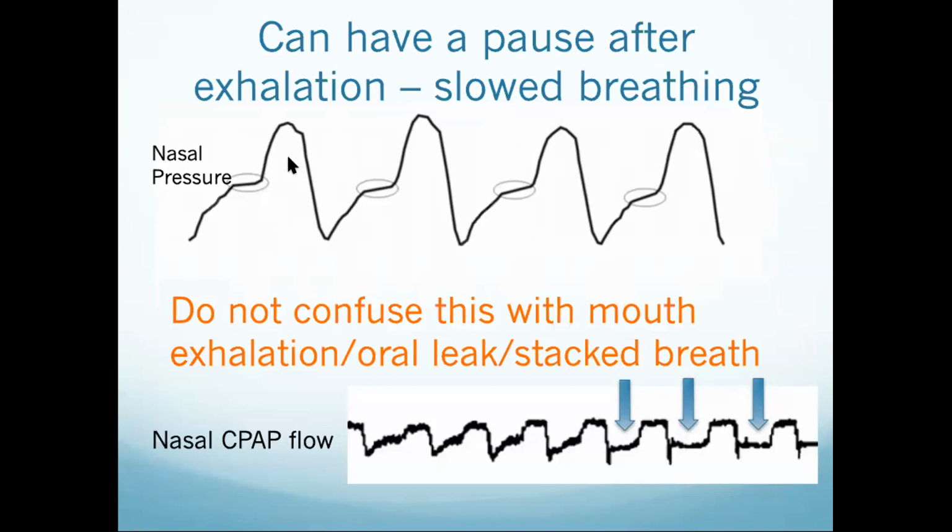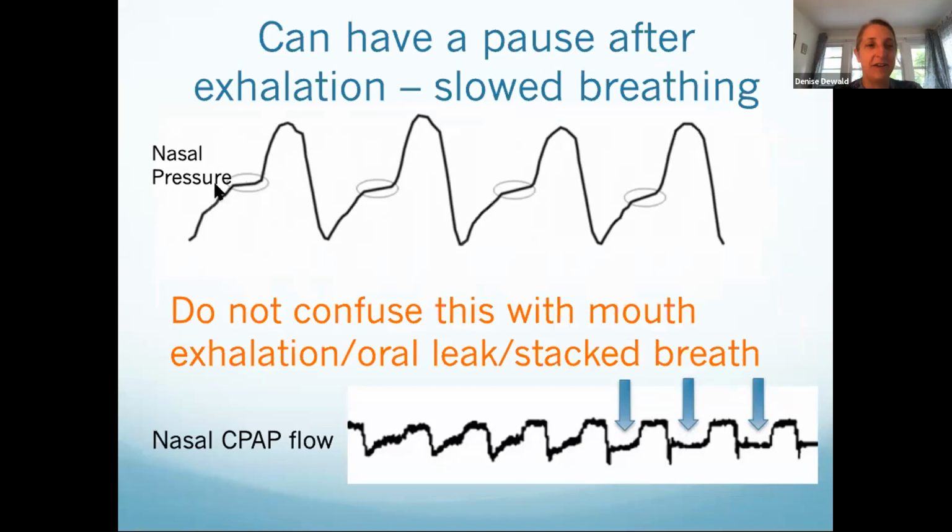All right. Now, another thing to look at when you're looking at the flow signal, the nasal pressure signal, is that you can have a pause after exhalation. So when you normally breathe, if you slow down your breathing, you don't pause during your inhalation, you don't hold your breath, you pause during exhalation. So this pause is normal. And so then you want to make sure that you don't confuse this with like an oral exhalation that's not picked up by your nasal pressure, or some sort of oral leak, stacked breath, which is something that you would see in this. So this was a nasal CPAP flow.